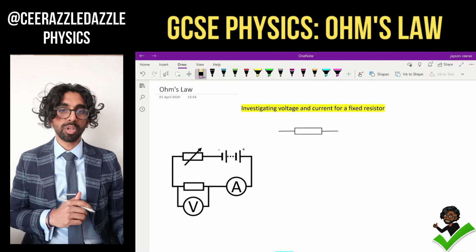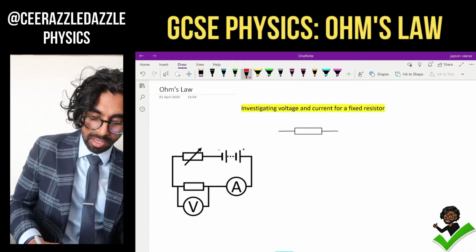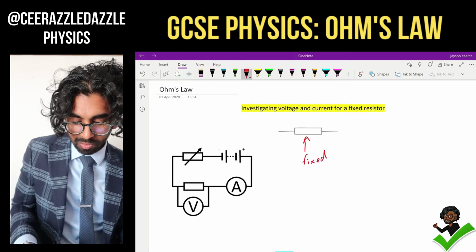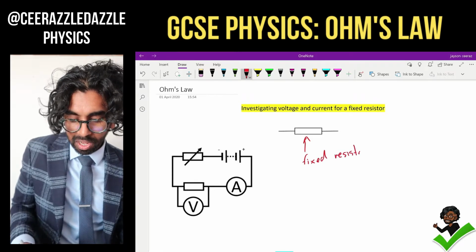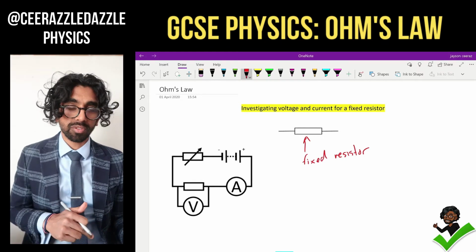In today's session, we're going to be talking about Ohm's law. Right, so let's start off with the following. Here is a fixed resistor. So this is my fixed resistor. And I want to investigate now the relationship between current and voltage for this fixed resistor.